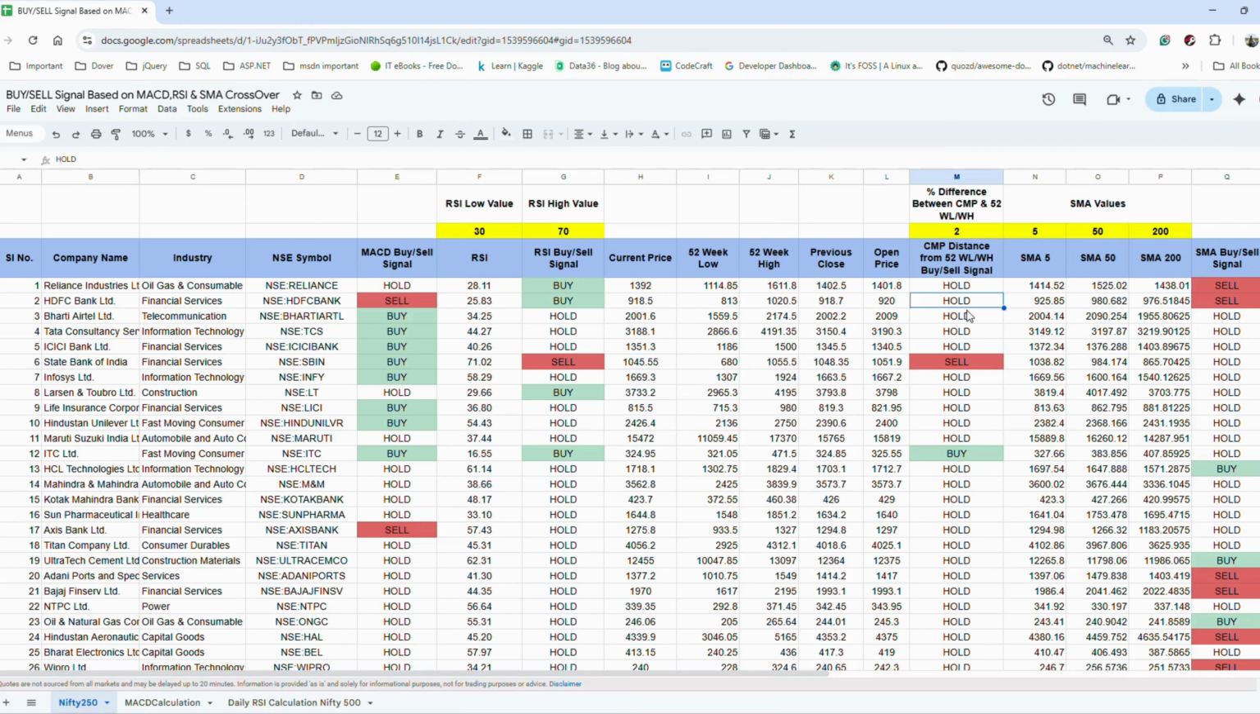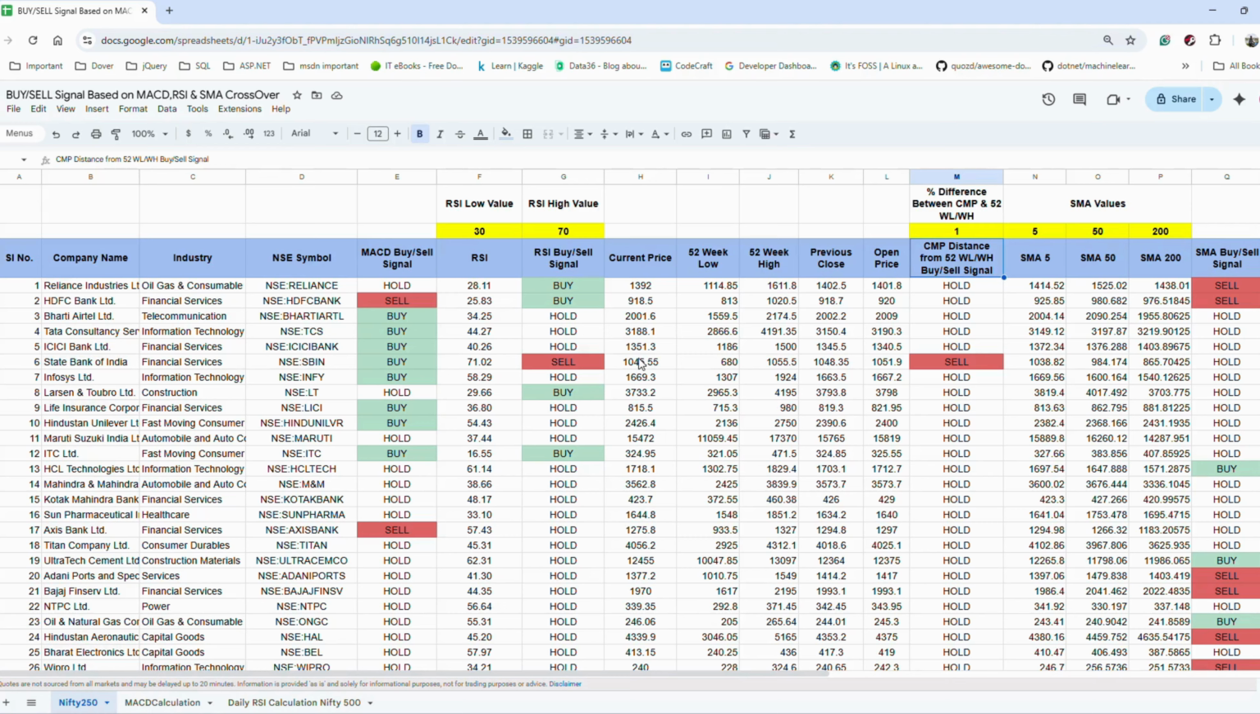As you can see, the current price is 1045, and the 52-week high is 1055. So the difference in percentage is less than 2%, and that's why it's a sell signal. Similarly, for ITC, the current price is 324.95 and the 52-week low is 321, so it's a buy signal. Again, this is also customizable. That means I can change it from 2% to 1%, so that only if it is very near, then buy and sell.